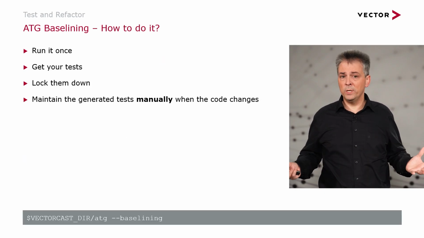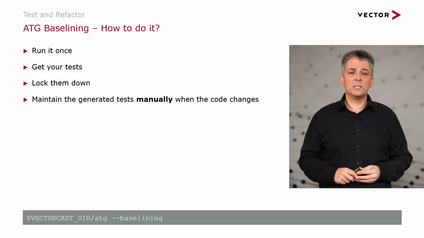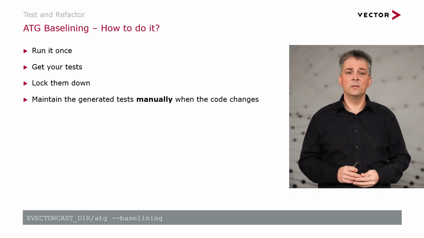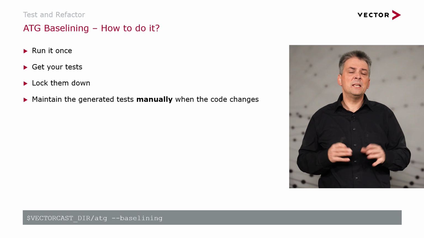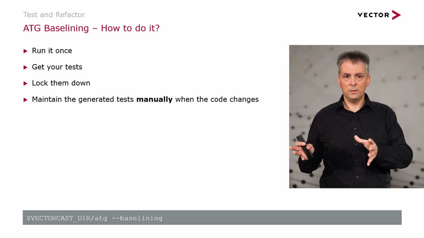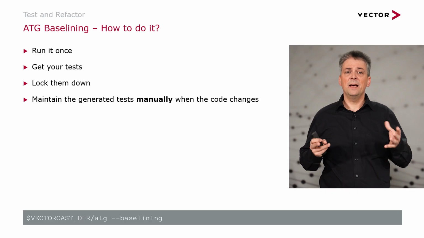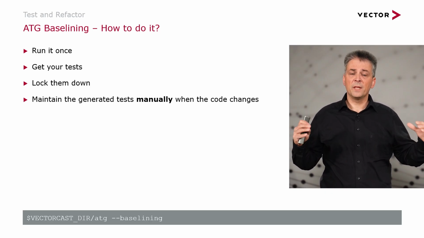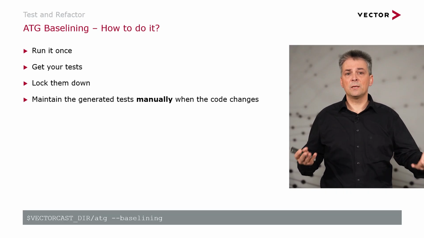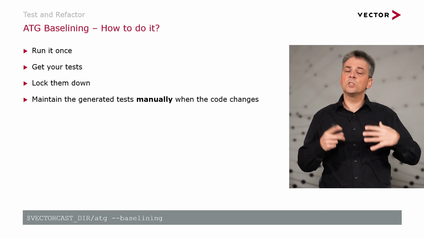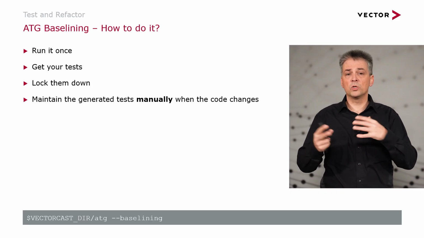And how do we do it? You can just execute a command line once you have built the environment. You see it down there. It's as easy as that. And the idea, how do you work with that, is you run it once to get your tests, and then you put them under version control, you lock them down, and then maintain the generated tests manually when the code changes, so that you understand which test cases you have touched and what you have done before.